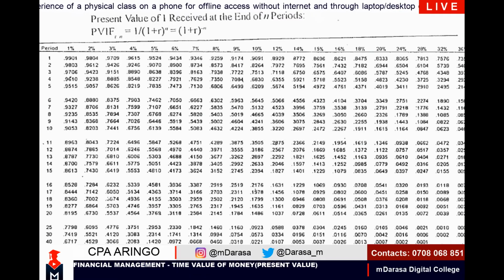Look at our row where we have 10%. Go to where we have year 2. Year 2 is 0.8264. Go to year 3. The same case, we have 0.7513. The same concept will happen with year 4, because ours was only ending at year 4: 0.6830. We can do that for all the periods that we are given.